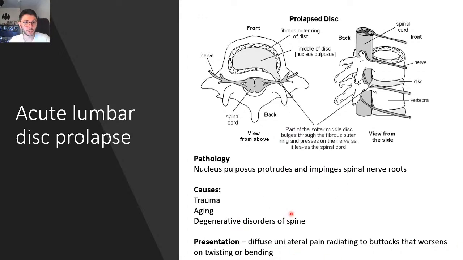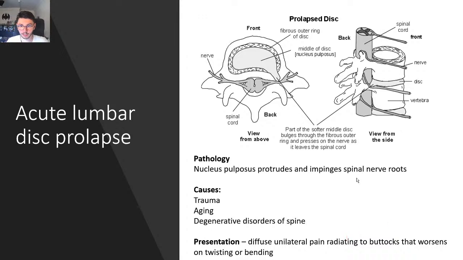You could also have degenerative disorders of the spine, so this could be from osteoporosis, this could be past fractures, anything that disrupts the stability and integrity of the spine. And when all of this happens, you will get this prolapsed disc. And usually they present with diffuse unilateral pain that radiates to the buttocks.